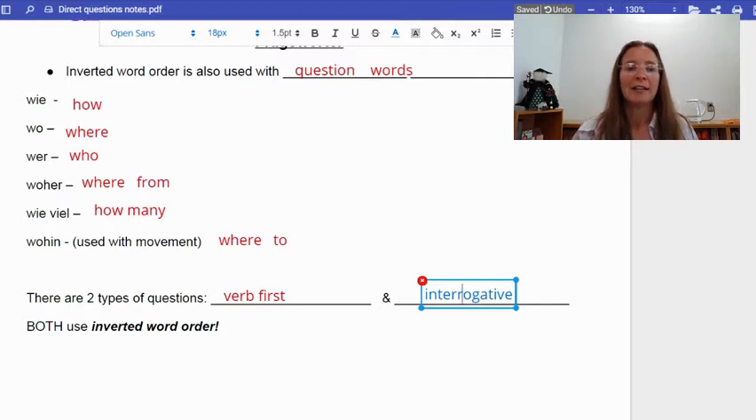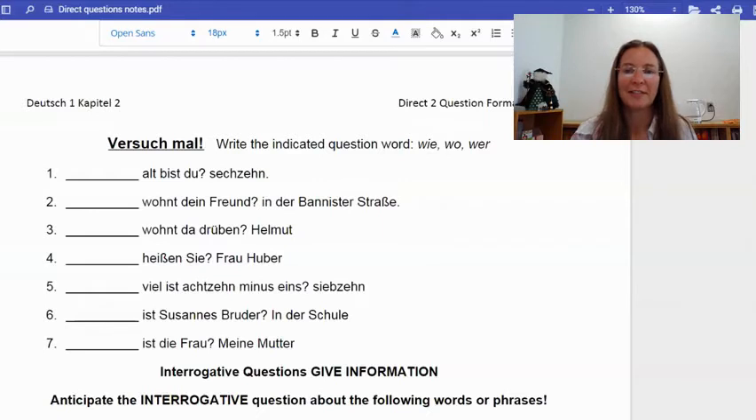All right, let's go down and practice a little bit more. Jetzt machen wir weiter. Wir sind jetzt auf Seite 2. We're on the second page.